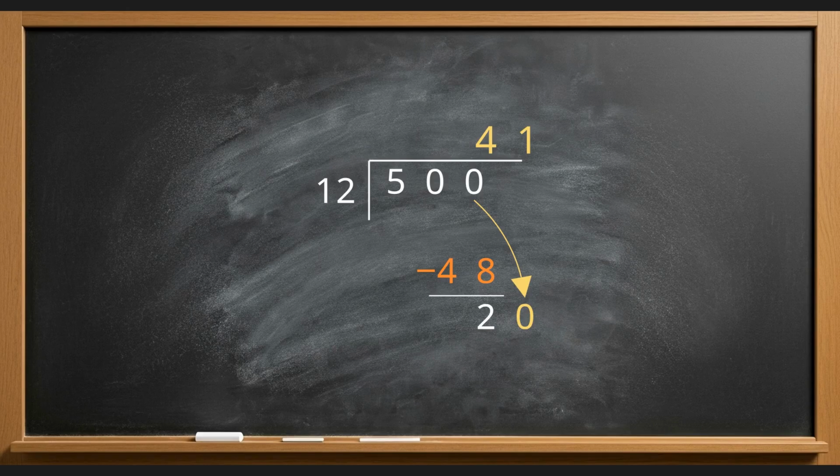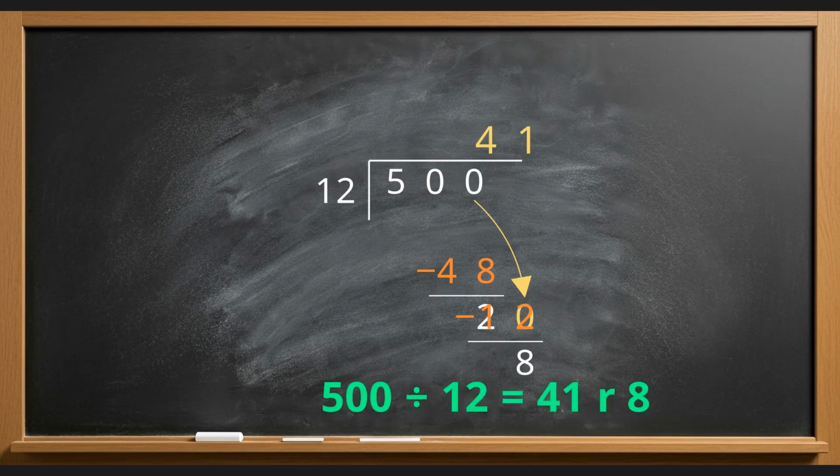12 into 20 goes 1 time. Write 1 above. 1 times 12 is 12. Subtract. 20 minus 12 is 8. And there's nothing left to bring down, so 8 is our remainder. The answer is 41 remainder 8. Easy. Now it's your turn.